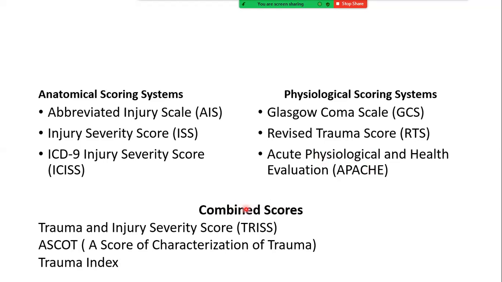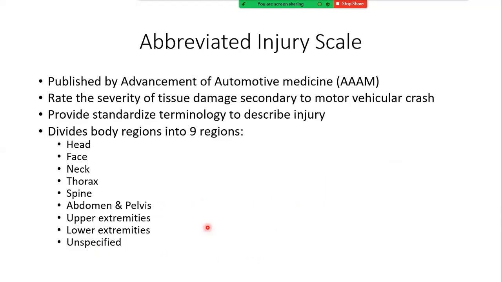Then combined scores have some combination of anatomical, physiological, as well as the reserves of the patient. These include TRISS, the Trauma and Injury Severity Score, which is the most common and is mostly used for research purposes only. Then we have the ASCOT score, which is A Severity Characterization of Trauma. And then you have the Trauma Index. So these are the combined scores available to us.